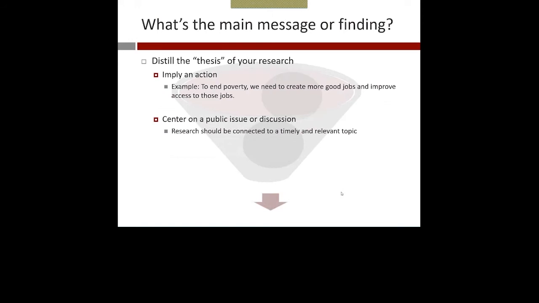It can be very important to imply an action. I've given you just a general example here of what I mean by implying an action. That example would be, to end poverty, we need to create more good jobs and improve access to those jobs. That's a statement that maybe my reader wouldn't agree with necessarily, but I have given an action based on my research to support what I'm saying. And you always want to do that so that your audience will know what they should do with the information you have given them.